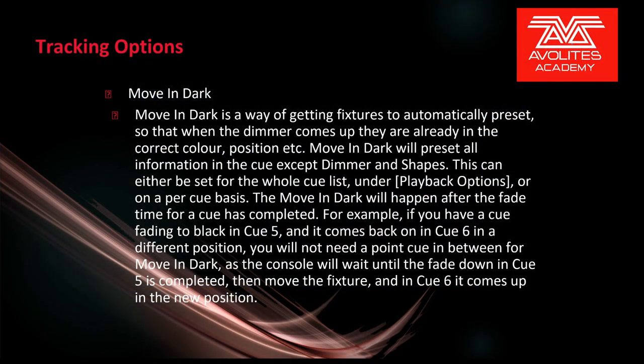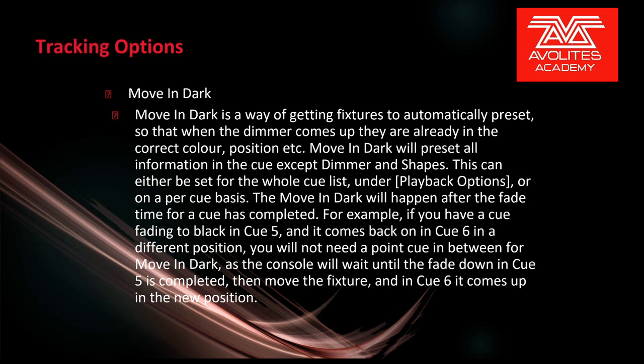So let's talk about moving dark real quick. Moving dark is a way of getting fixtures to automatically preset so that when the dimmer comes up, they're already in the correct color, position, etc. Moving dark will preset all information in the queue except for dimmers and shapes. This can be set in either a whole queue list under playback options or on a per queue basis. Moving dark will happen after the fade time for each queue is completed.